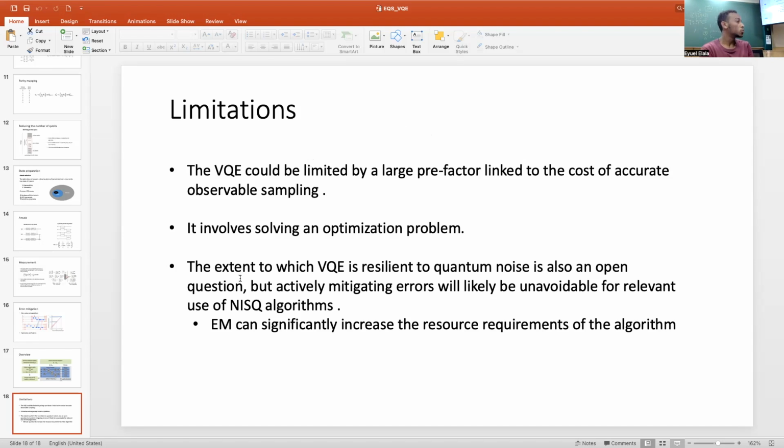Can you be more specific? Like how many electrons? How many electrons can be solved by the VQE? Yes. I think just theoretically, you will be able to simulate any molecules with any number of electrons.